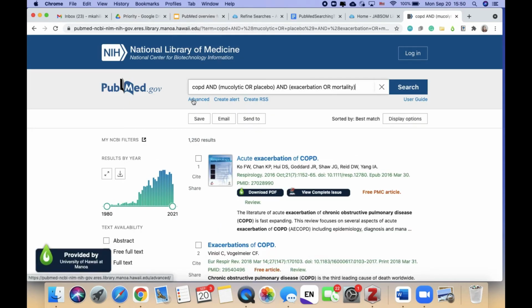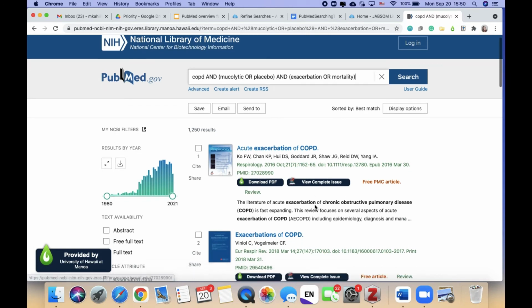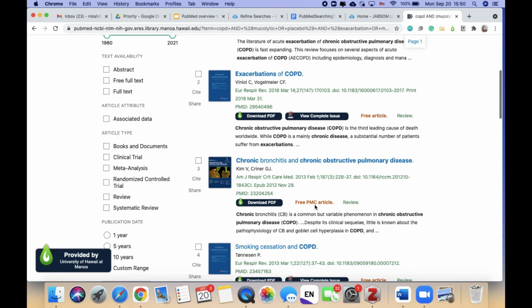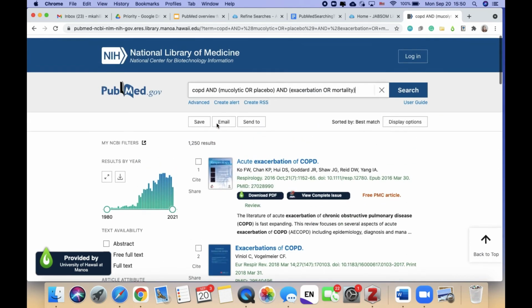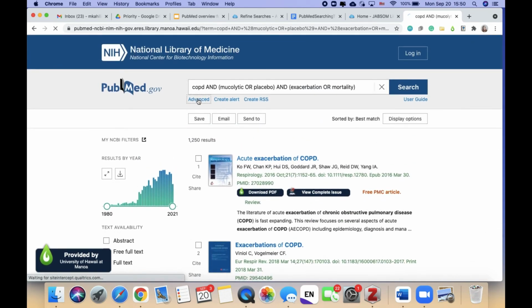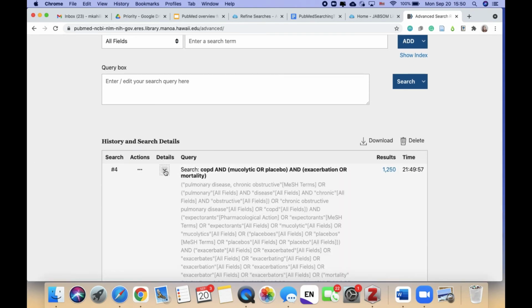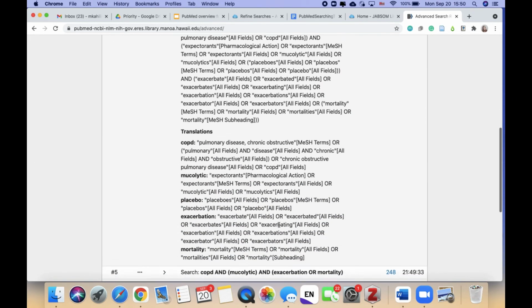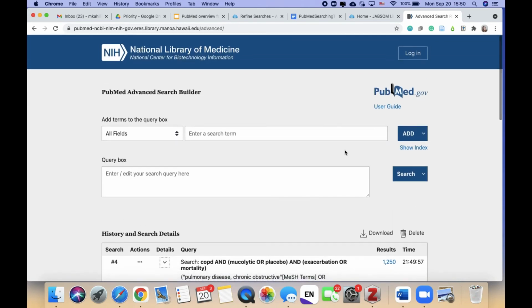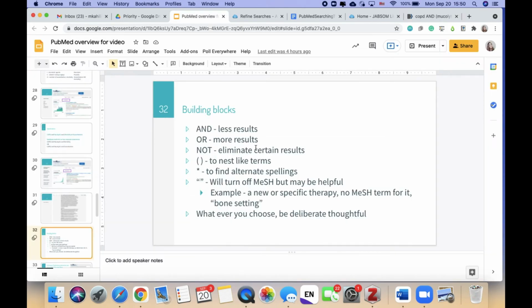And then remember, if your search is ever doing something funny and the titles of these don't make sense, they don't look relevant, remember to check this advanced. Click on advanced and then check your search details to see what it's doing, there's got to be something funny going on. So a little bit more on the building blocks.